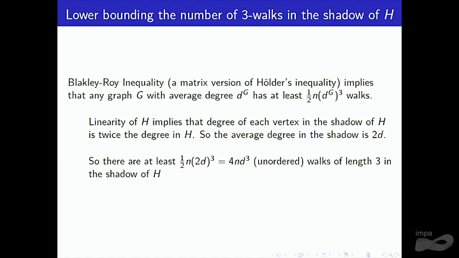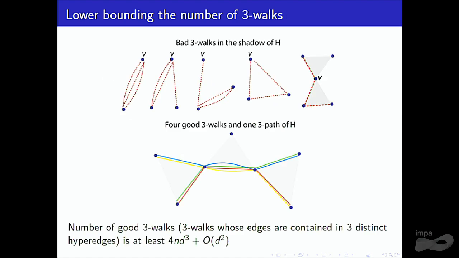So linearity of H implies that the degree of each vertex in the shadow is twice the degree in H. And then we put 2d here, and we get the bound that we have 4nd cubed unordered walks of length 3. But we wanted to upper bound the number of 3 paths in the hypergraph. So these 3 paths in the hypergraph, we want to bound the number of 3 walks which correspond to 3 paths in the hypergraph.